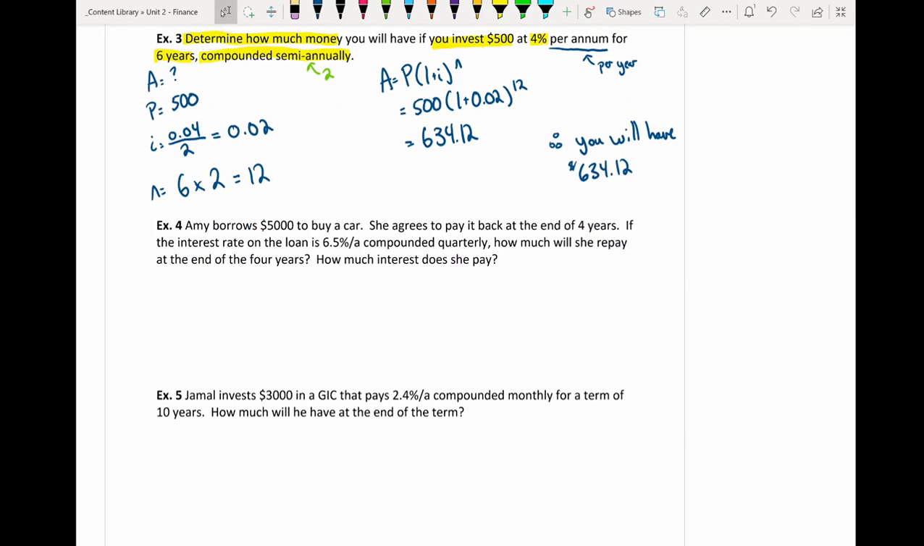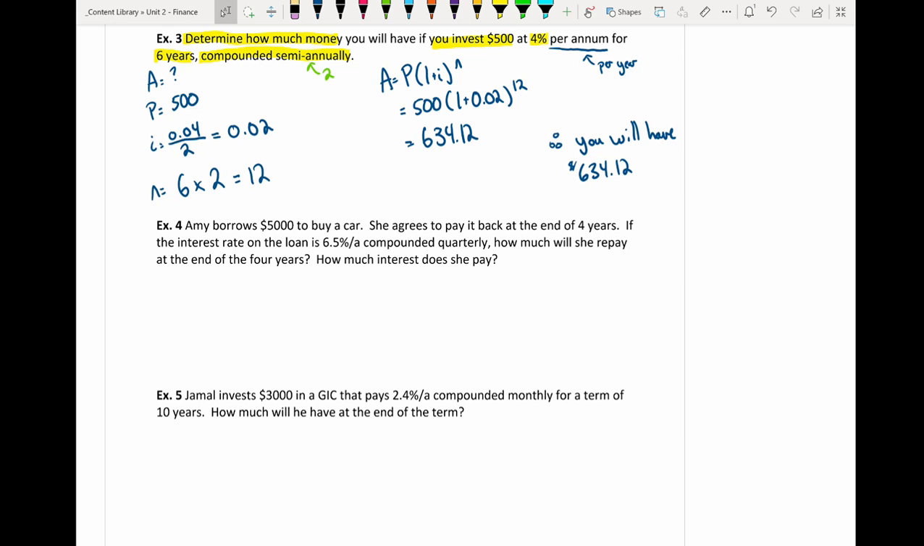Example 4 is the same idea. So Amy borrows $5,000 to buy a car. She agrees to pay it back at the end of 4 years. If the interest rate on the loan is 6.5% PA, slash A, compounded quarterly, how much will she repay at the end of 4 years? And then secondly, how much interest does she pay?